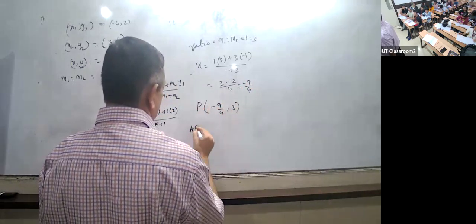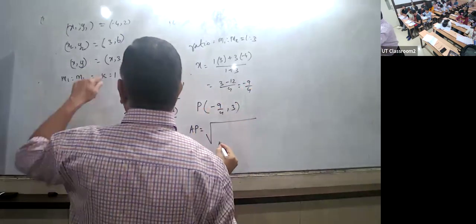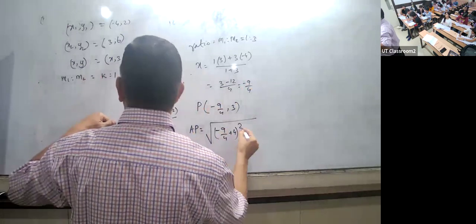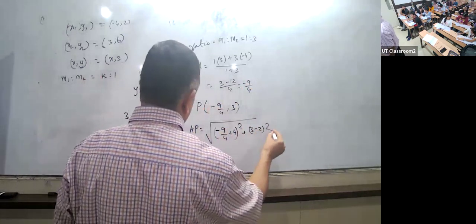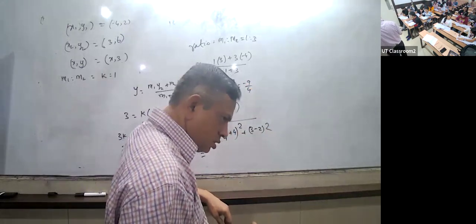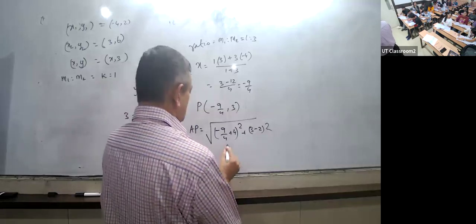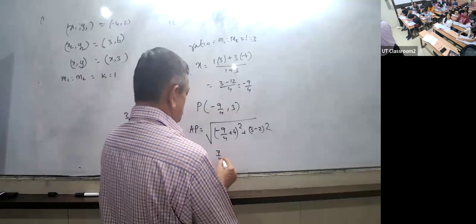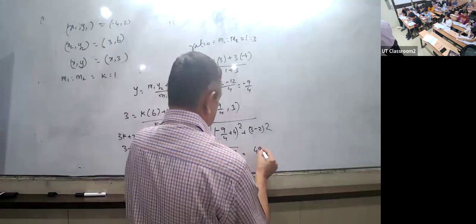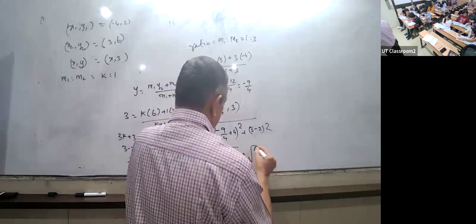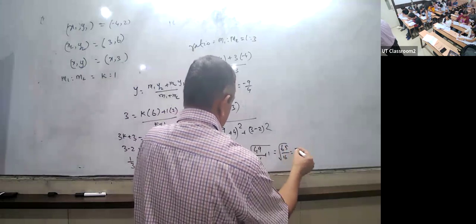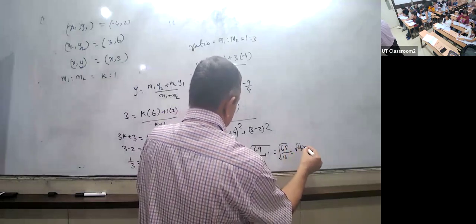Now, next is to find out the length of AP. Root of (x2 minus x1), minus 9 by 4 plus 4, the whole square, plus (3 minus 2) whole square. That is equal to 16 minus 9, 7 by 4 whole square plus 1 square. 49 by 16 plus 1. That is 65 by 16. Root 65 divided by 4.